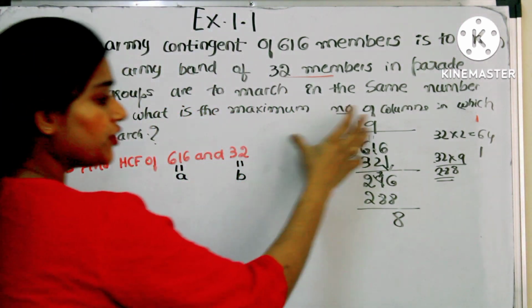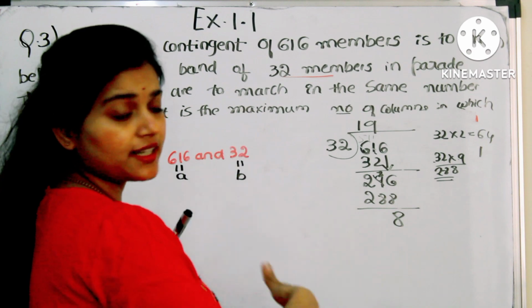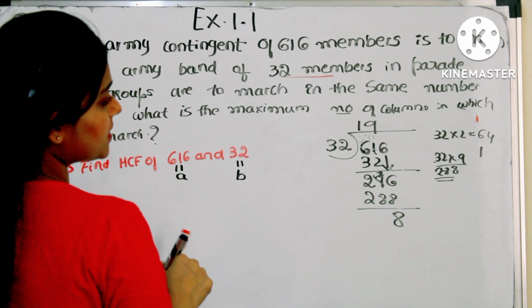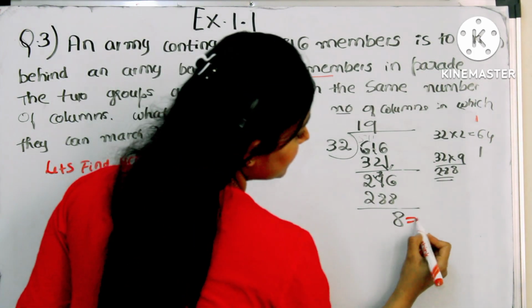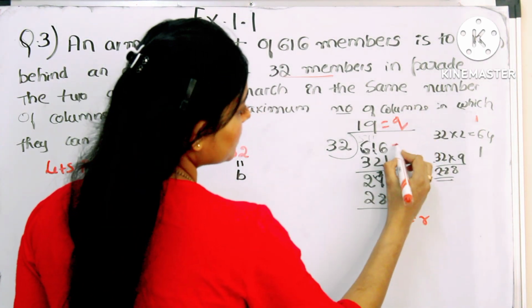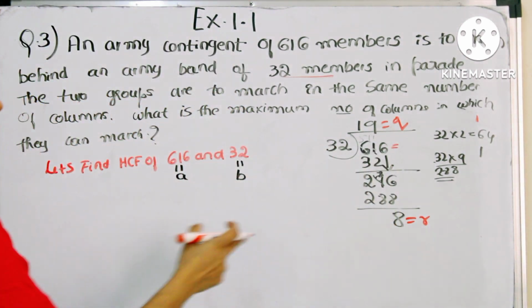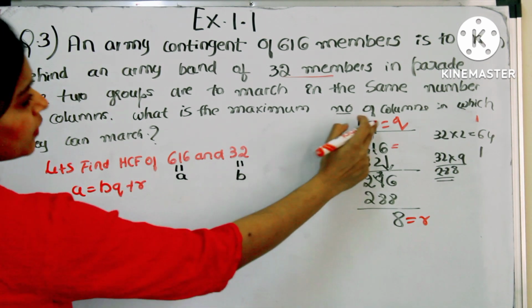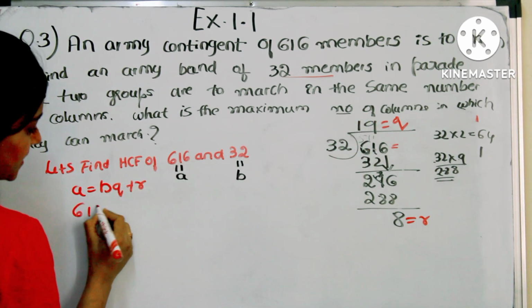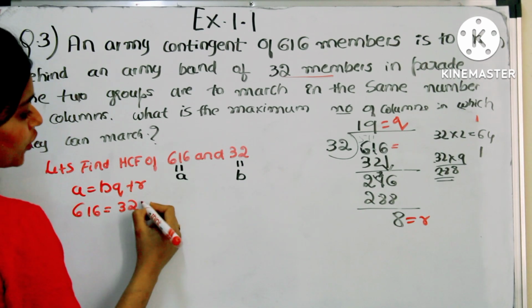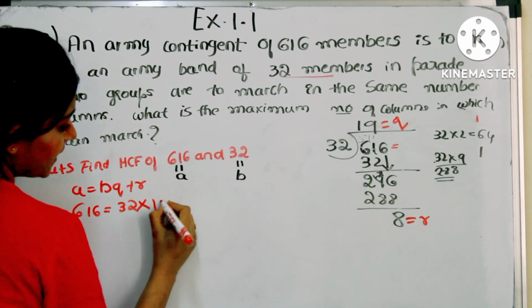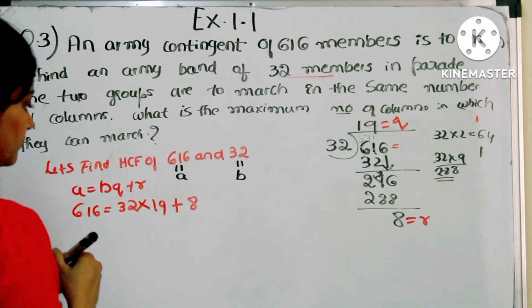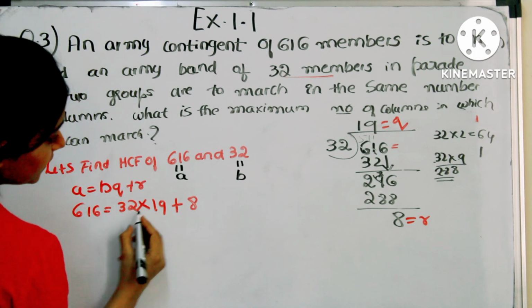So here you have to divide till you get the remainder 0. Now first write this in the form A = BQ + R. This is R and this is Q, this is A and this is B. By Euclid's division lemma, A is 616, B is 32, Q is 19, and R is 8. So 616 = 32 × 19 + 8.